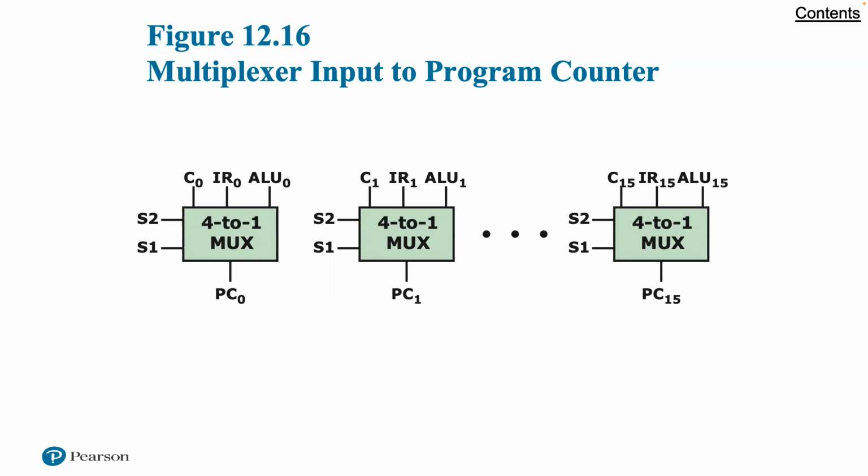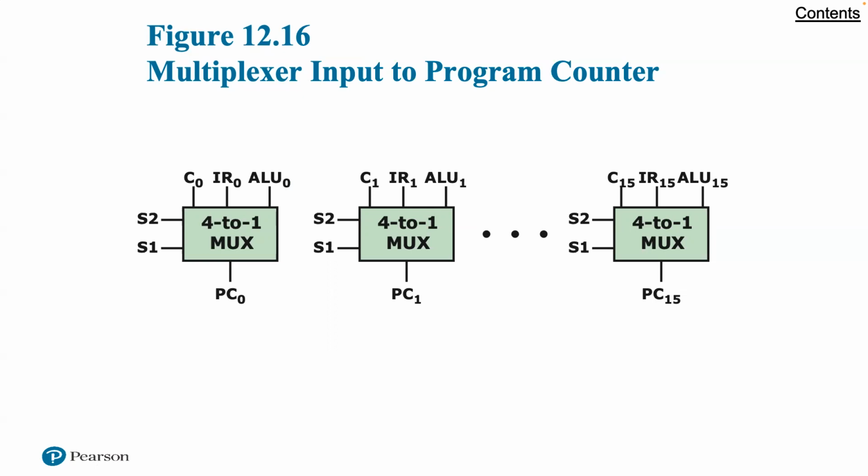First, a binary counter, if the program counter or PC is to be incremented for the next instruction. Then there's the instruction register, if a branch instruction using a direct address has been executed. Plus, there's the output of the ALU if the branch instruction specifies the address using a displacement mode.